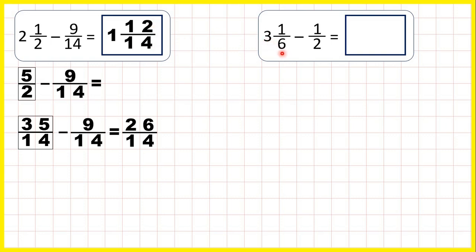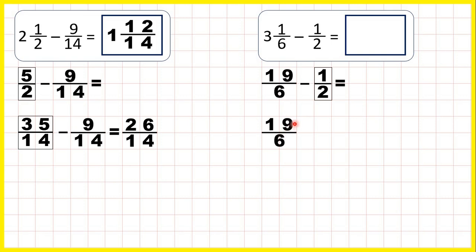Now 3 and 1/6 minus 1/2. So as an improper fraction, 3 and 1/6 is 19 over 6, because 3 times 6 is 18, plus 1 is 19, and the denominator stays the same. We're subtracting 1/2, but to subtract we need to make the denominators the same. 6 is in the 2 times table, so we can find an equivalent fraction to 1/2 with a denominator of 6.